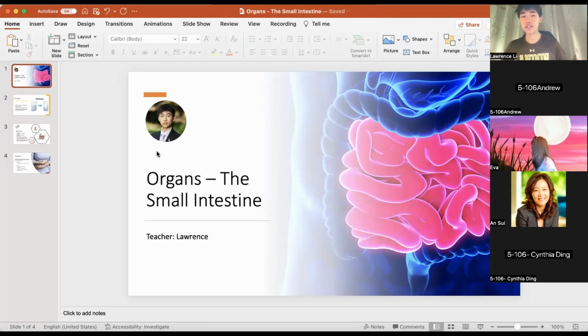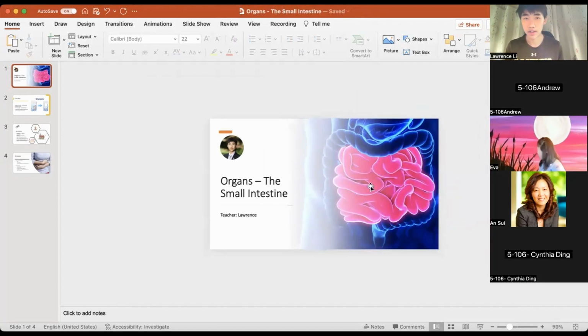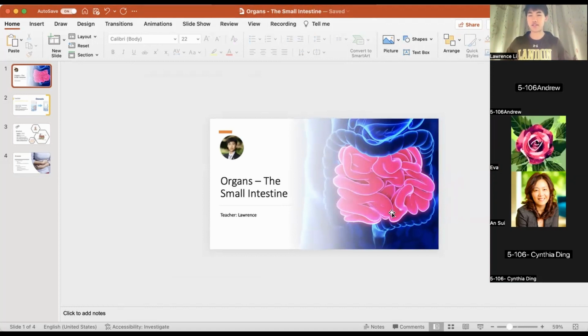And just to give you a general sense of where the small intestine is in the body, I have this diagram right here. This diagram shows you that the small intestine is right under the stomach, right?